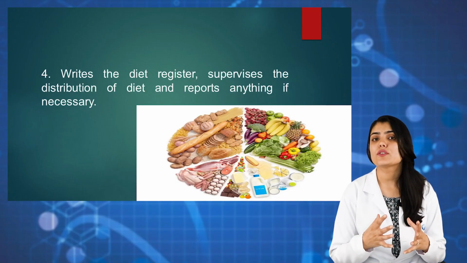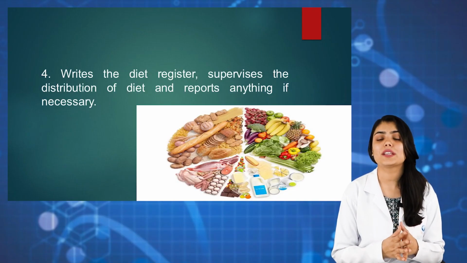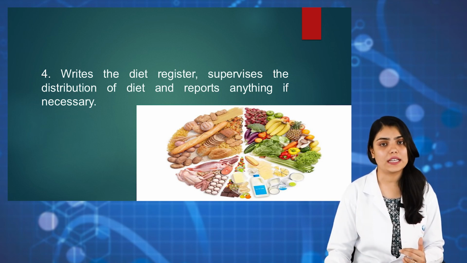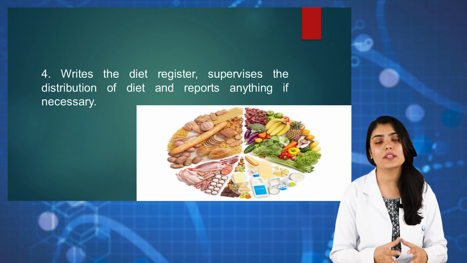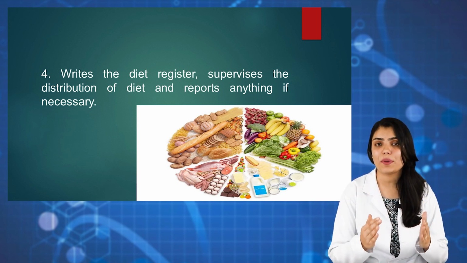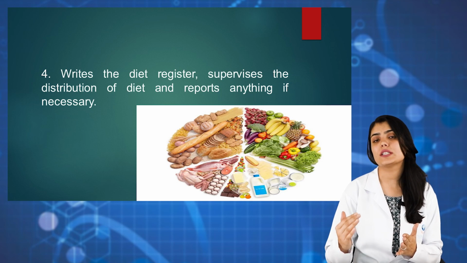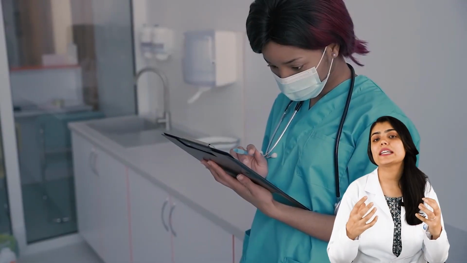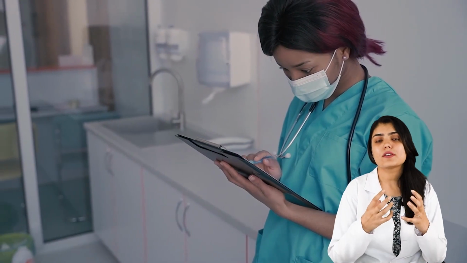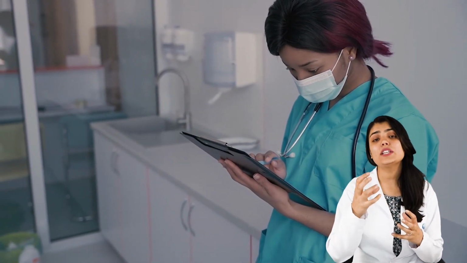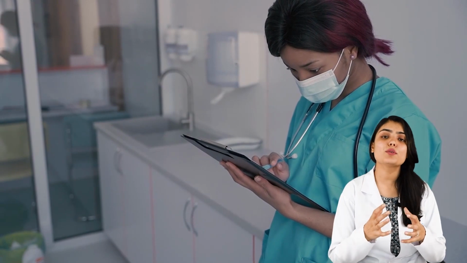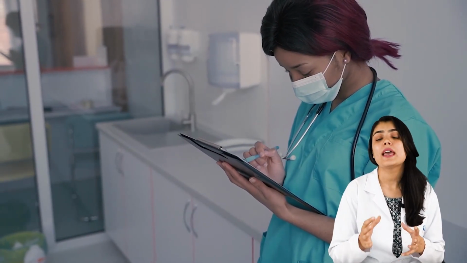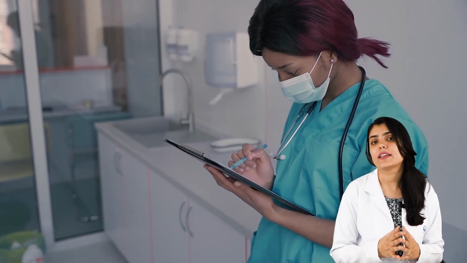Another important function of a staff nurse is to write down the diet register according to the patient's condition. She also should make sure that the diet is distributed to the patient according to the patient's condition. So within a ward, we know there will be different patients with different health needs. As a staff nurse, the nurse must know what kind of diet each patient must be following, make sure that the diet is distributed properly at the right time, and also maintain the diet register.